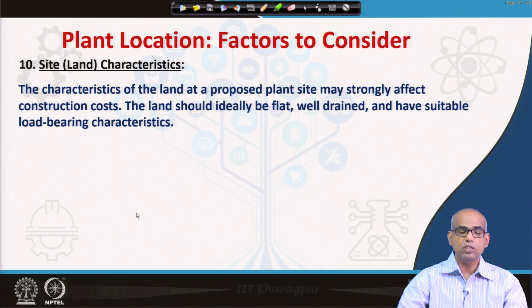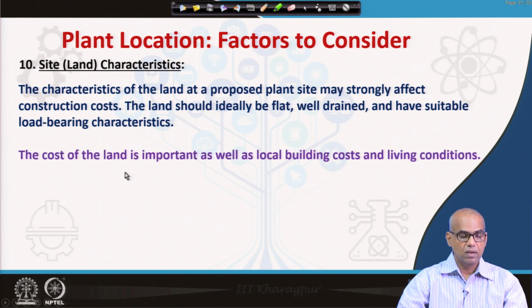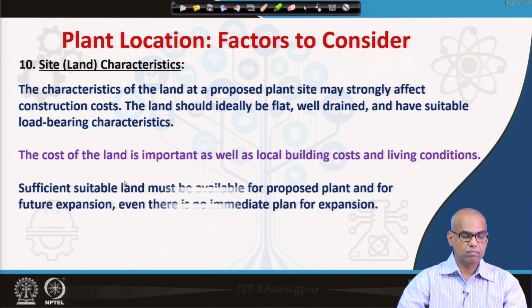Next factor we consider is site or land characteristics. The characteristics of the land at a proposed plant site may strongly affect construction cost. The land should ideally be flat, well drained and have suitable load bearing characteristics. The cost of the land is important as well as local building cost and living conditions.